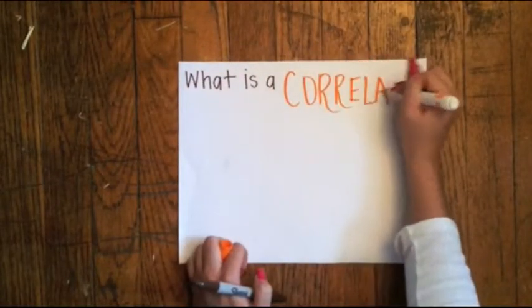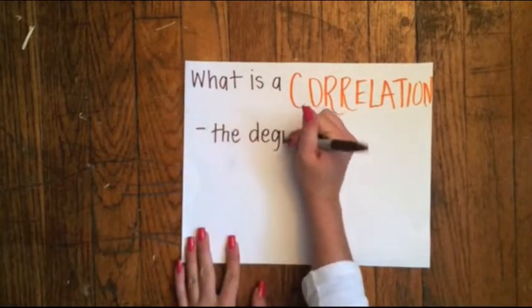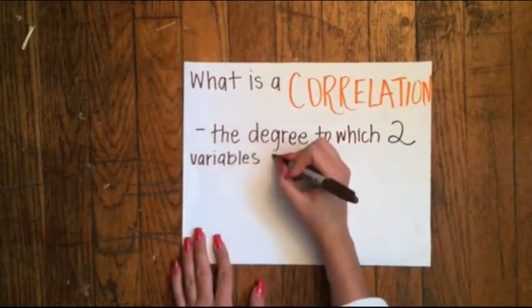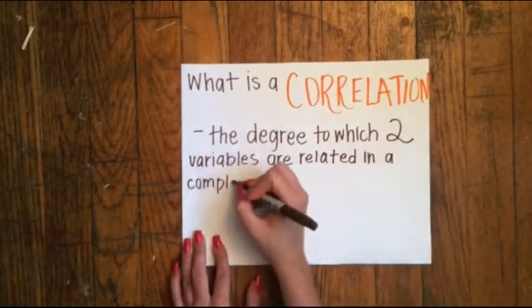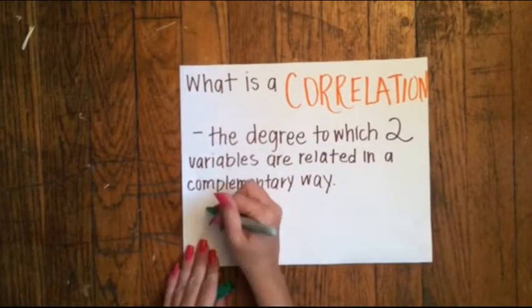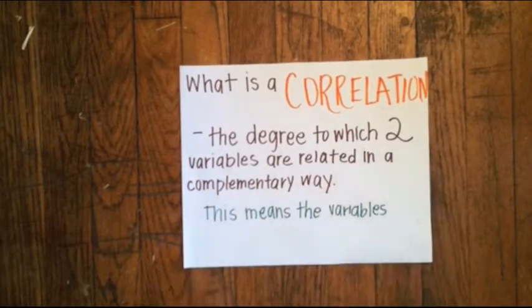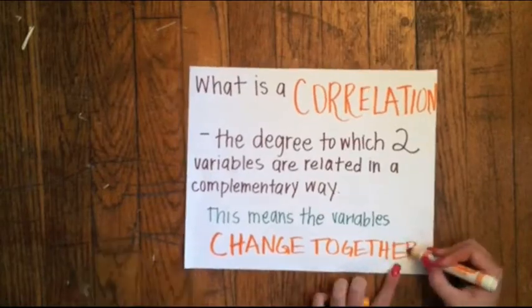What is a correlation? A correlation is the degree to which two variables are related in a complementary way. This means that the variables change together. When one goes up, the other goes up, or when one goes down, the other goes down.